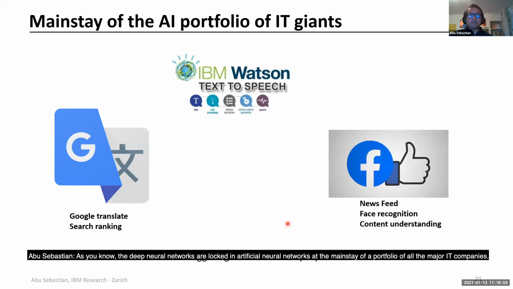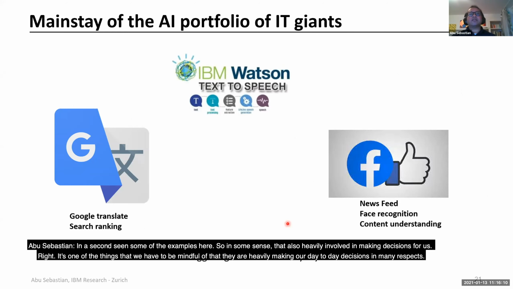As you know, deep neural networks or artificial neural networks are the mainstay of the AI portfolio of all the major IT companies, as you can see in some of the examples here. So in some sense, they're also heavily involved in making decisions for us, right? It's one of the things that we have to be mindful of, that they are heavily making our day-to-day decisions in many respects.